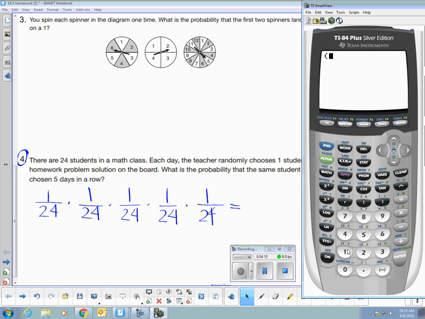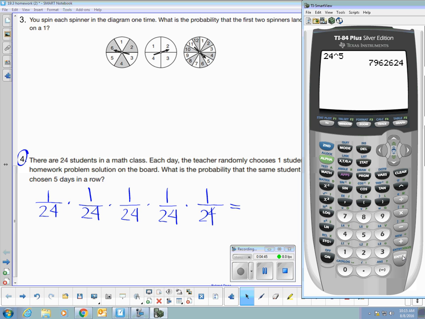So what I can do is I can put that in as 1/24 raised to the 5th power. And yes, it's a very small number, as you can see from the screen. That E-7 means to move the decimal 7 places to the left. I'm not sure if we're going to get that as a fraction. All right, so here's what we're going to do. We're going to mess with this. We're going to do 24 to the 5th power.